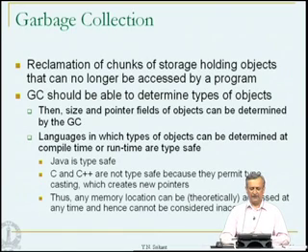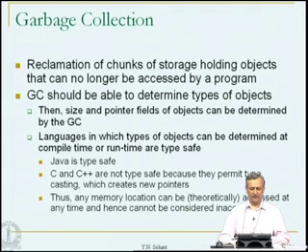So, languages in which types of objects can be determined at compile time are known as type safe. Even if they can be determined at runtime, even then they are called type safe. It is even stronger if it can be done at compile time. Okay. Java is type safe. You can determine the types of objects, most of the time, at compile time.